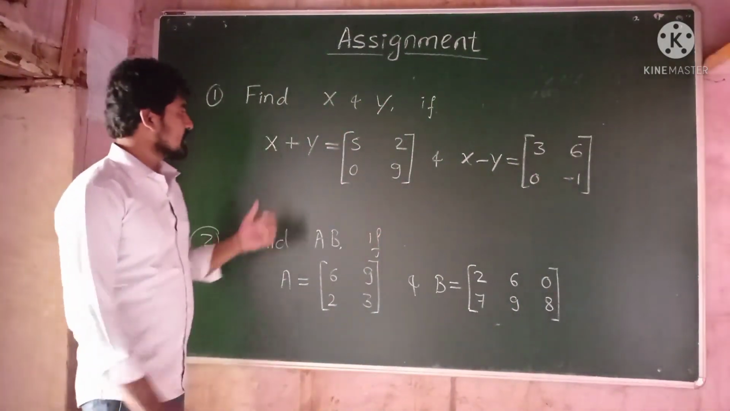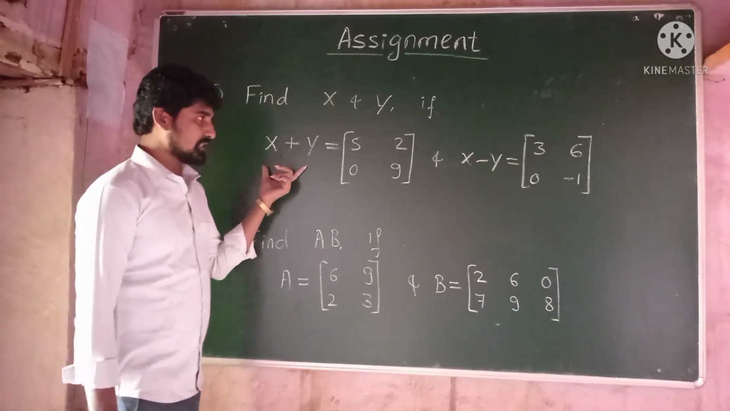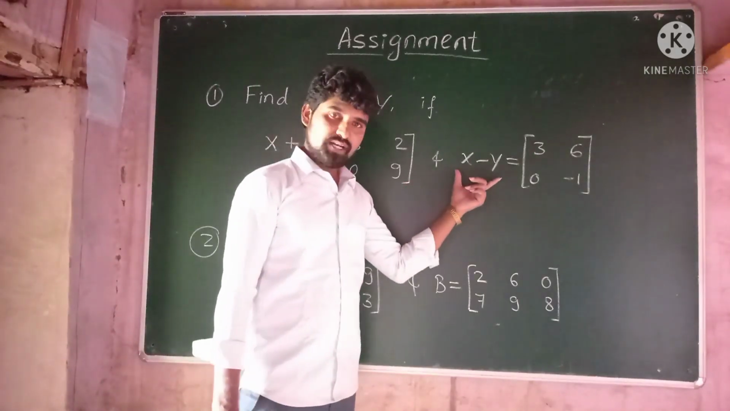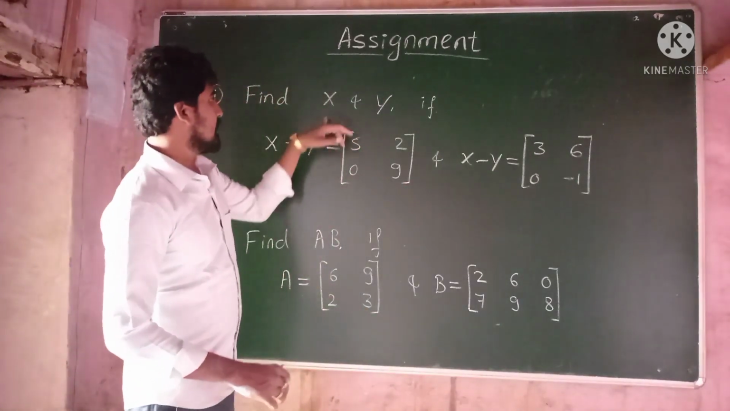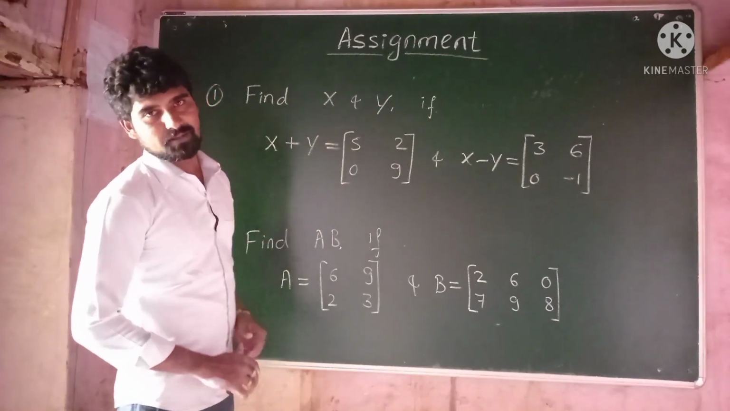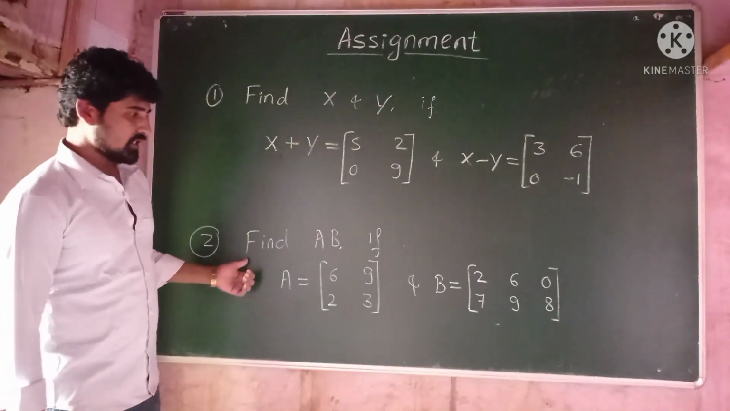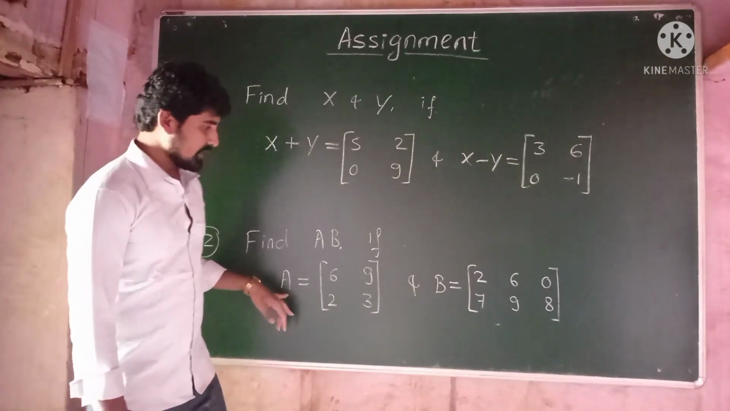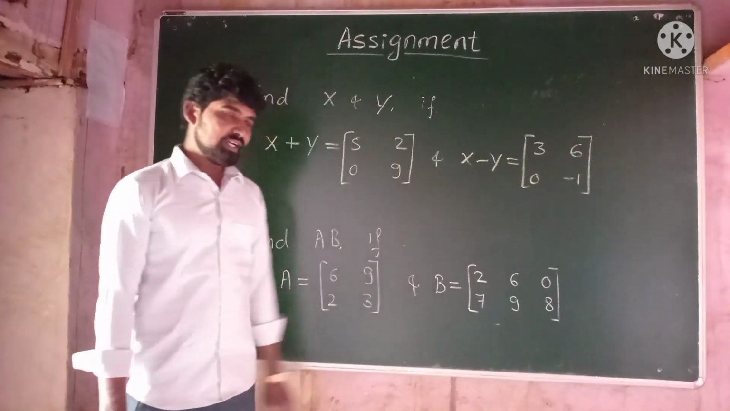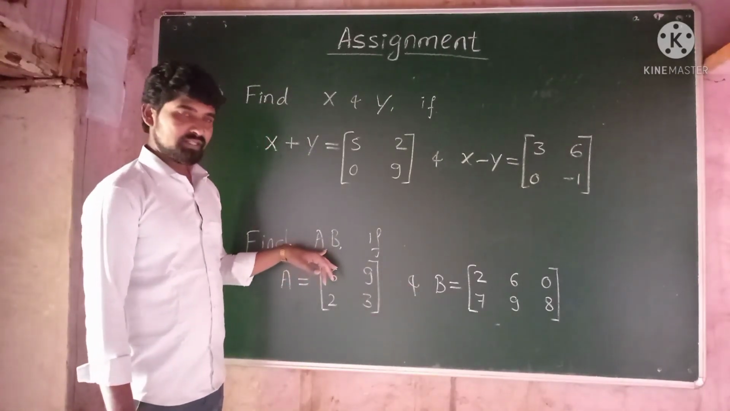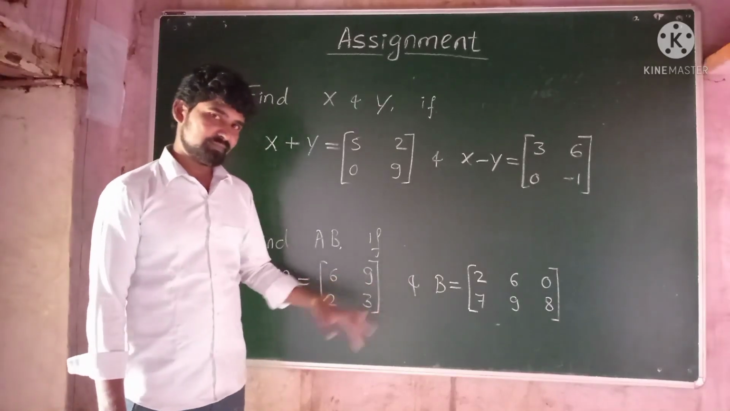So the first question is, here he has given matrix X plus Y and matrix X minus Y. We need to find matrix X and matrix Y. And in the second question, he has given matrix A and matrix B, and we need to find the matrix AB, means the product of these two matrices.